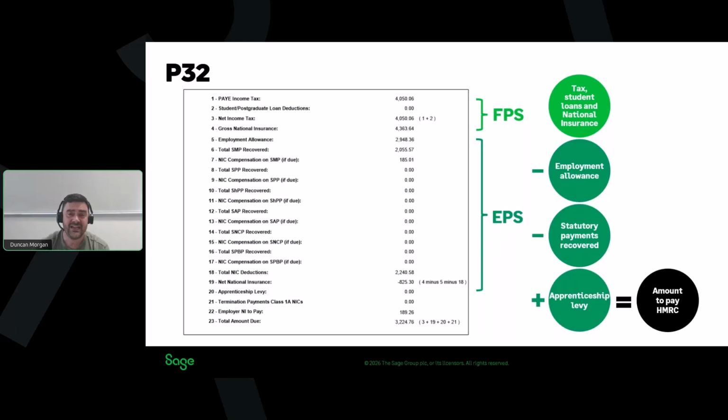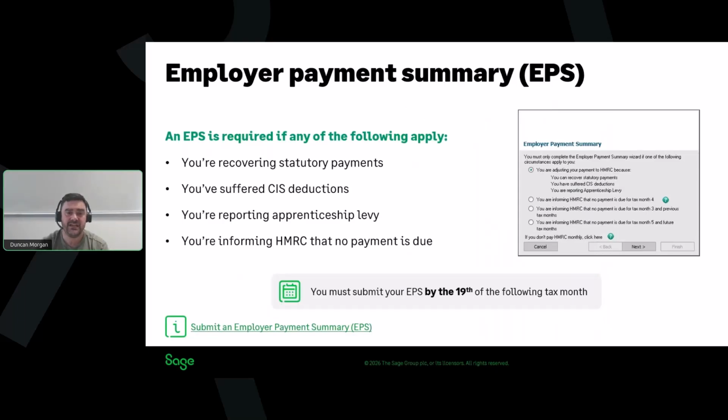EPS, the Employer Payment Summary, is only required each month if you're recovering statutory pay, you've suffered CIS deductions, or you're reporting apprenticeship levy, or if you haven't paid anyone in that month and you need to inform HMRC that no payment is due.